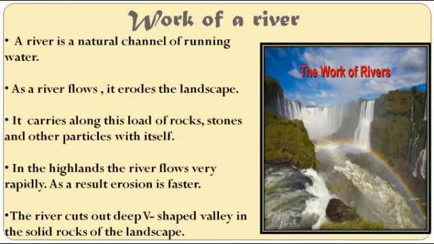In the highlands, the river flows very rapidly. As a result, erosion is faster. In the higher area, the river is speedy, and this is how the erosion is faster as compared to the low plain areas. The river cuts out a deep V-shaped valley in the solid rocks of the landscape. As you can imagine, the V-shape is formed because of the pressure of the water. The flow of the water is so fast that it erodes downward and makes a V-shaped valley.